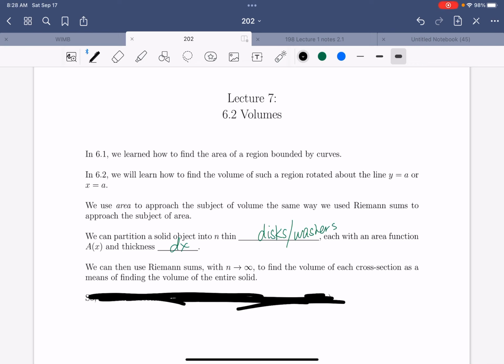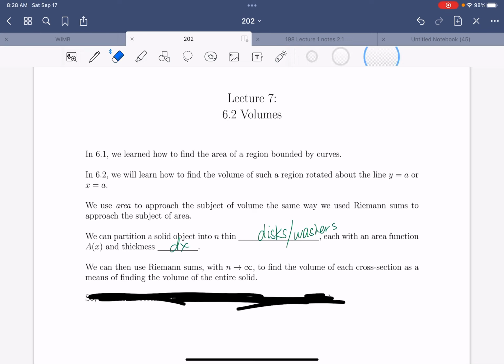rotate it around some kind of line, typically an axis, or it could be a line y equals a or x equals a. And that's going to create a solid for us, right? If you spin something around in a circle, it creates a solid. And I'm going to post a video so that you can see an animation of that so that's a little bit clearer. And what we're going to do is use the same thing we did with area. We're going to use Riemann sums to approach this, okay?